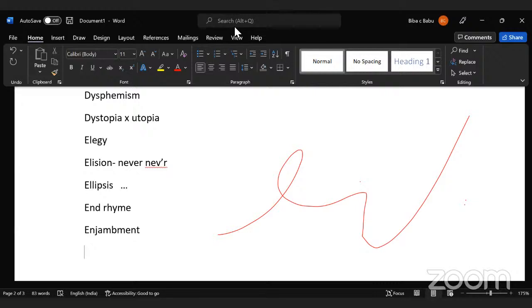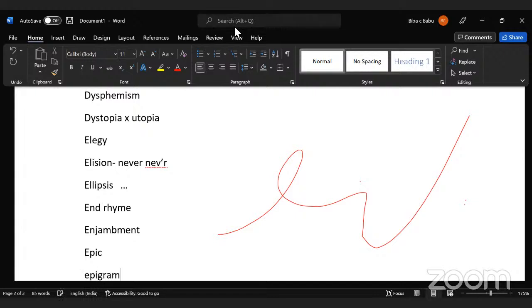It is called enjambment. Next is epic. Epic is a long narrative poem about an adventure of a heroic figure. There will be a heroic figure and the adventure of that heroic figure. We have 2 epics in India. Do you know? Ramayana and Mahabharata are the 2 epics in India. It is the adventure of a heroic figure. And Homer's Iliad and Odyssey are examples of epic.